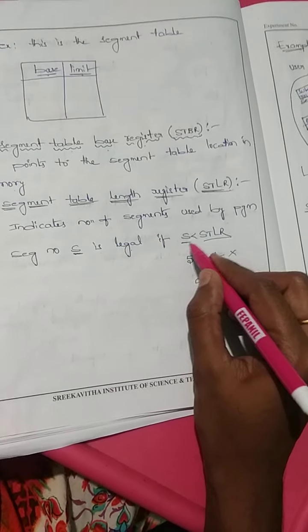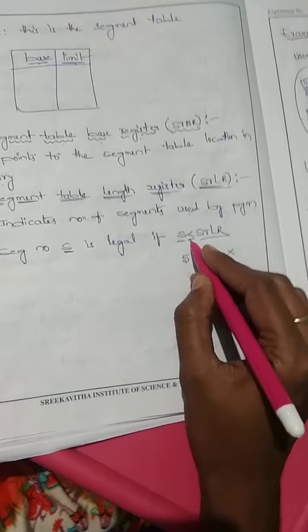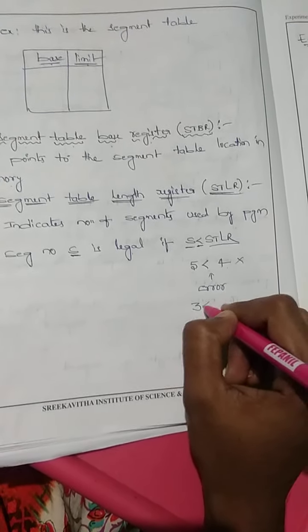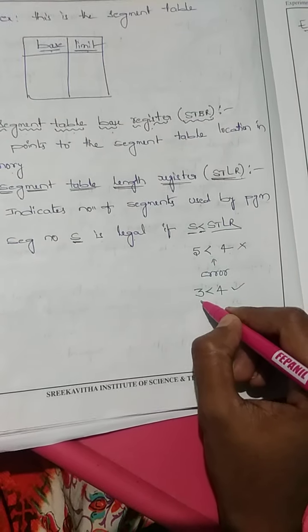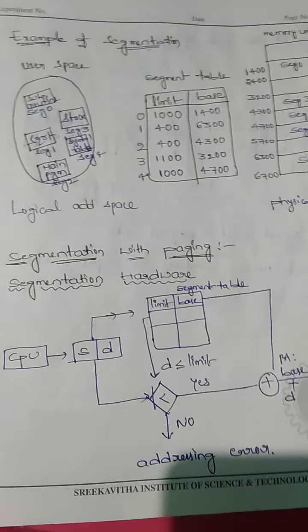So only when it is true can you find it. You can also write less than or equal to. So if the segment number given is 3, and the segment length register is 4, then that is true. You can find that particular segment in the memory unit. So now we will see the example of segmentation here.